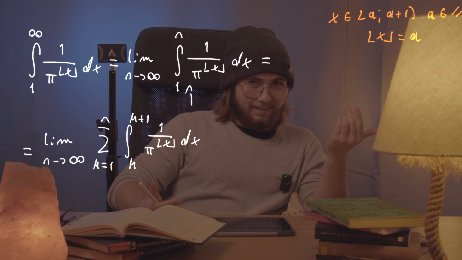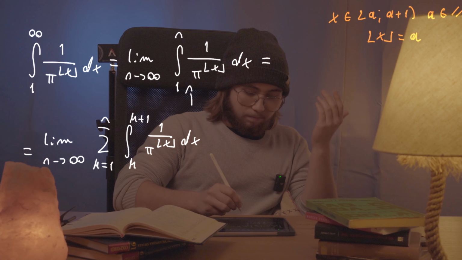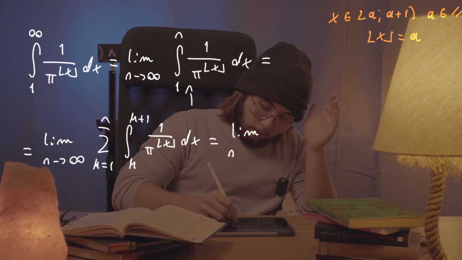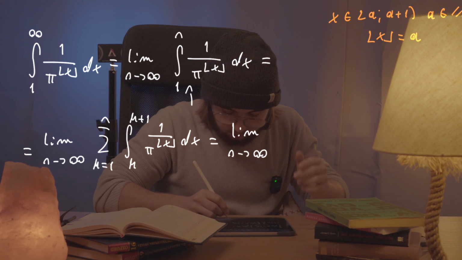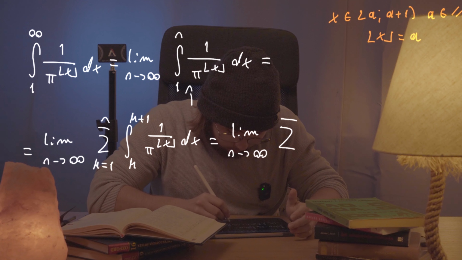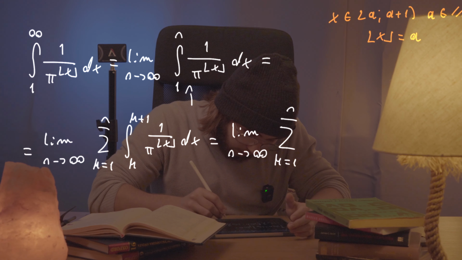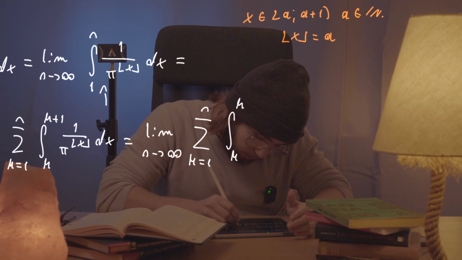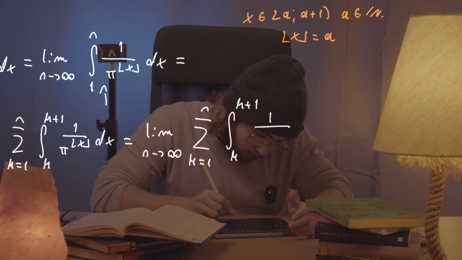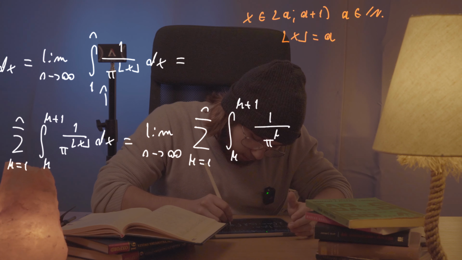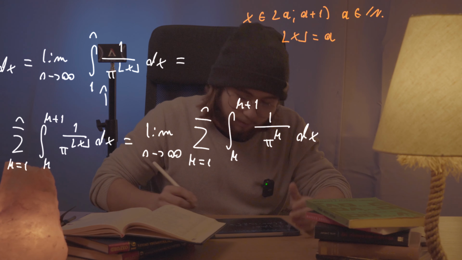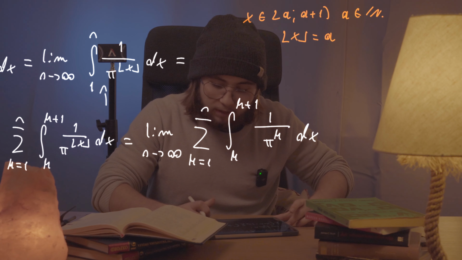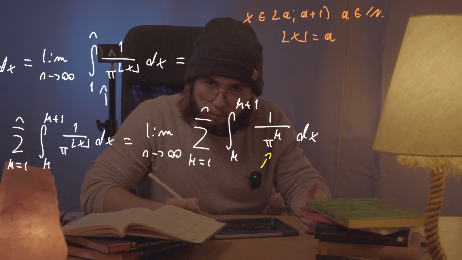It's k. And so this is just about going to be equal to the limit as n approaches infinity of the sum from k equal to 1 up to n of the integral between k and k plus 1 of 1 over pi to the power of k dx. But what's 1 over pi to the power of k with respect to x?